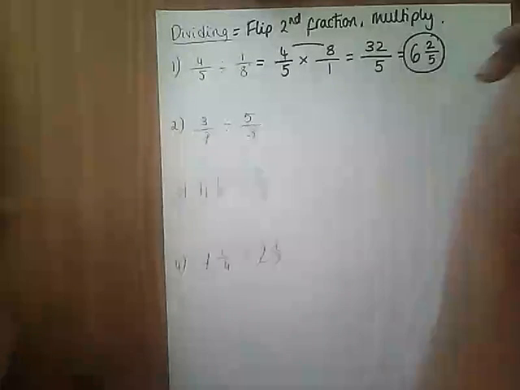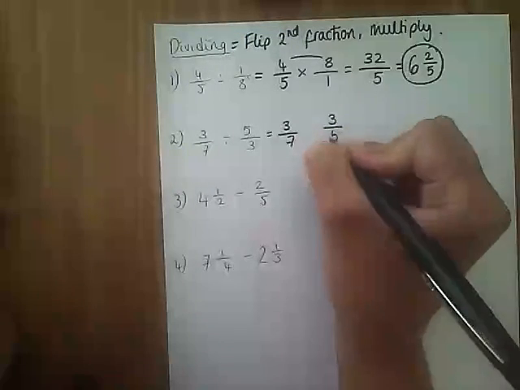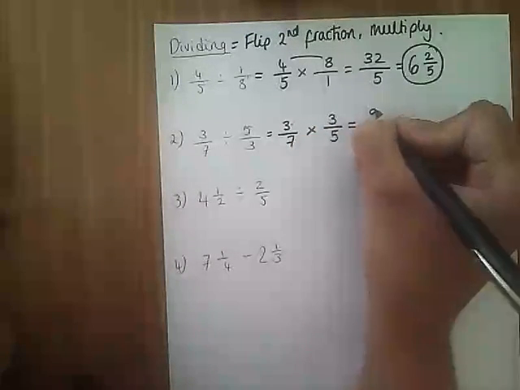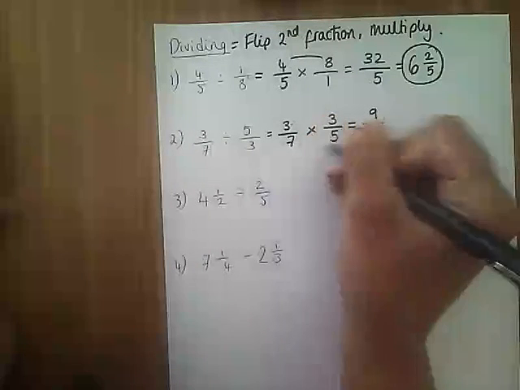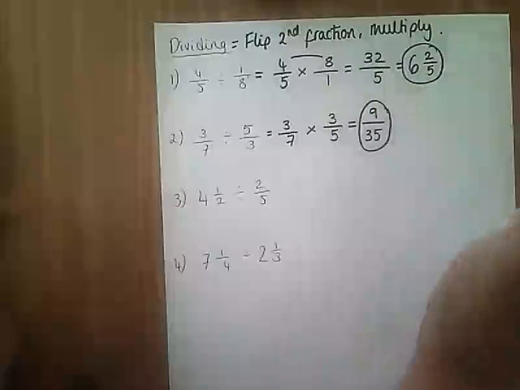Okay? Second one, keep the first fraction the same. You flip and kiss. Flip the second fraction and kiss. 3 times 3 is 9. By kiss I mean multiply. 7 times 5 is 35. The answer, 9 out of 35. That is as simple as that goes.